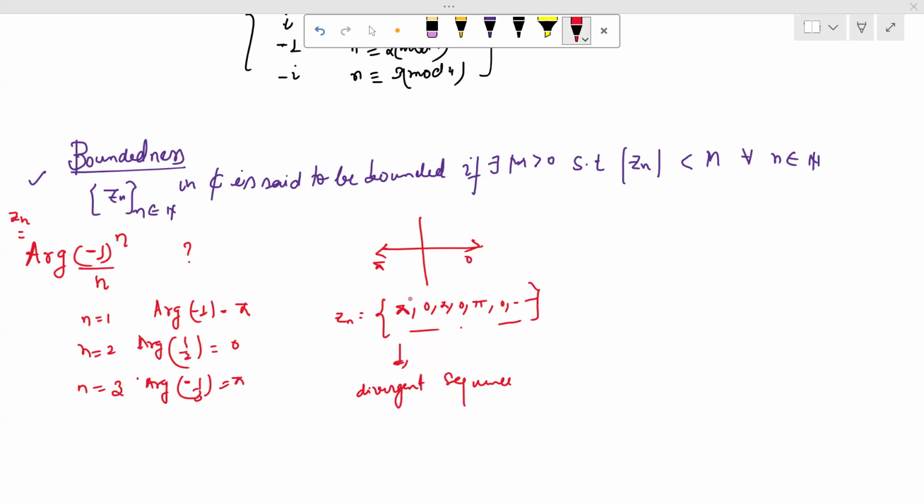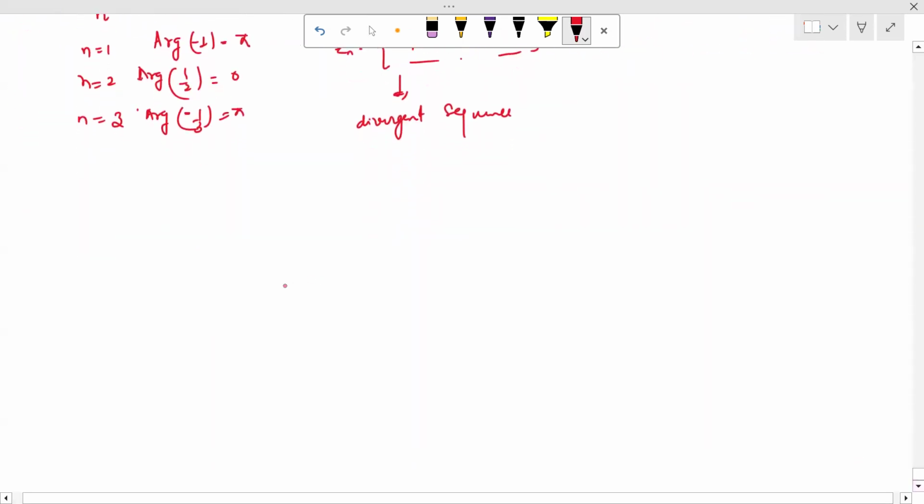So I hope you might have got all these things regarding divergence and convergence. One has to understand all these things. These are not difficult concepts; these are all concepts that you have already done in your standard real analysis courses.